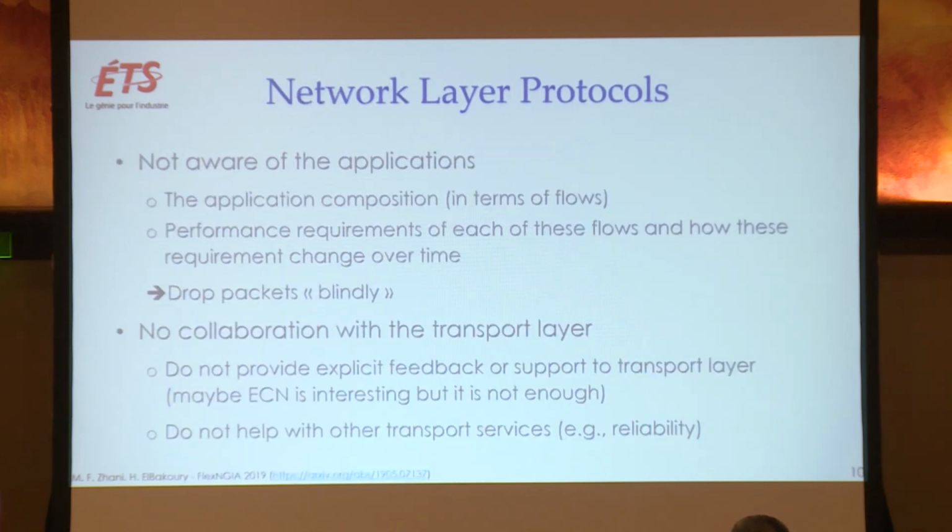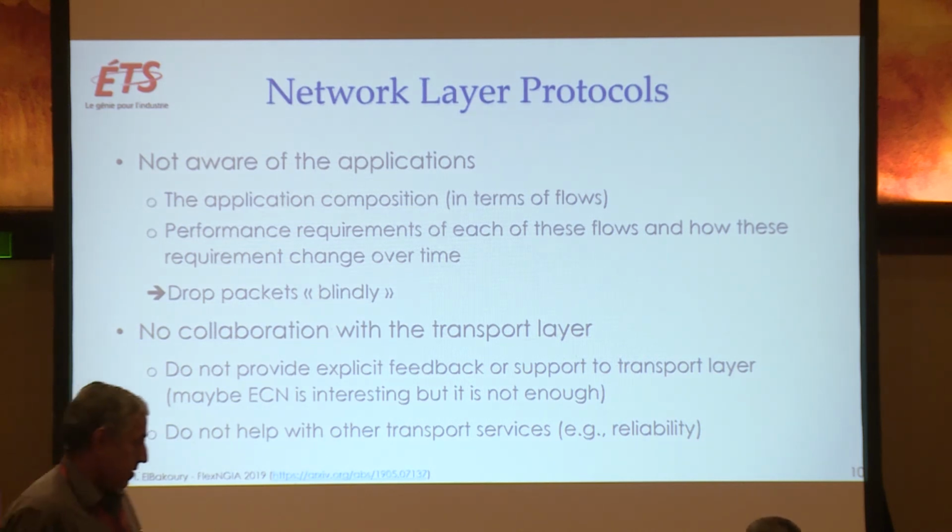If we look at the network layer protocols, the main problem with routing today is that they are not aware of the applications. They are not aware of the composition of the application, as I just explained, and they are not aware of the performance requirements of each of these flows. I gave the example of our application here. If I'm talking here on the floor, my traffic should have the highest priority, and the network should take that into consideration. Today's networks will drop packets blindly, without taking into consideration the flows and the importance of the flows coming from different sources.